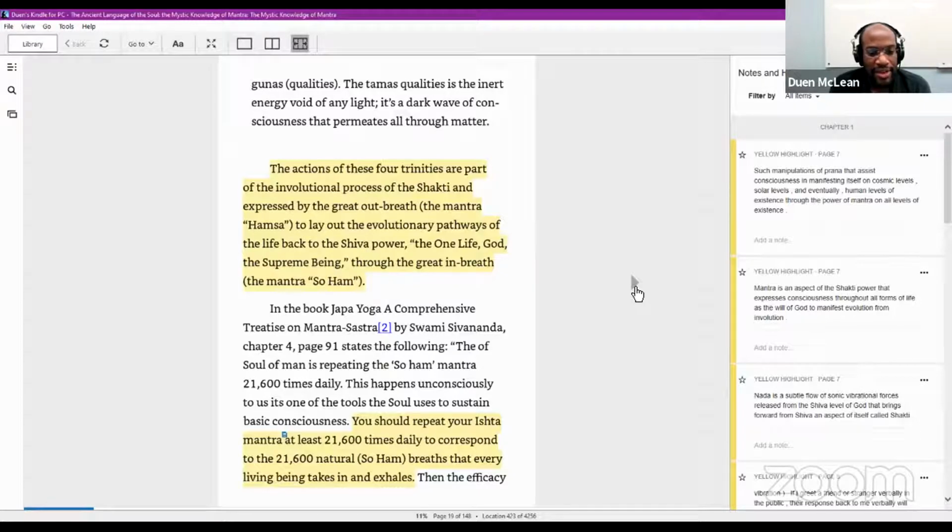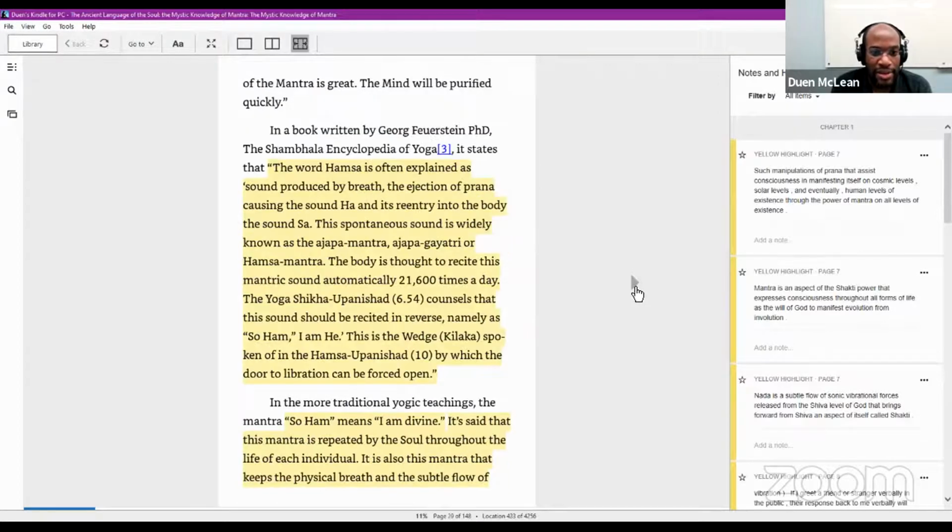You should repeat your Ishta mantra at least 21,600 times daily to correspond to the 21,600 natural So and Ham breath that every living being takes in and exhales. Then the efficacy of the mantra is great. The mind will be purified quickly.